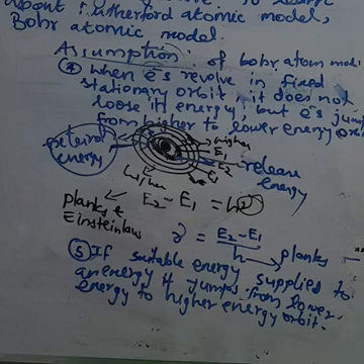And what is the fourth point? When an electron revolves in a fixed circular orbit, it does not lose its energy, but when an electron jumps from a higher energy state to a lower energy state, the energy is quantized. Okay, E2 minus E1 is equal to h nu. And what is the fifth point? If suitable energy is supplied to an electron, it jumps from a lower energy orbit to a higher energy orbit.